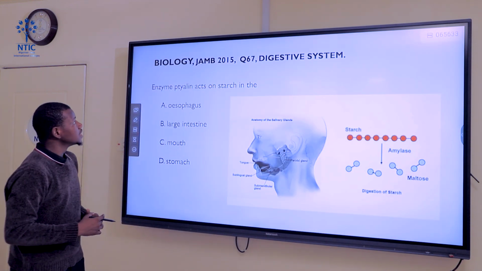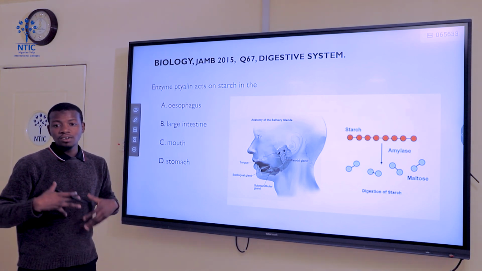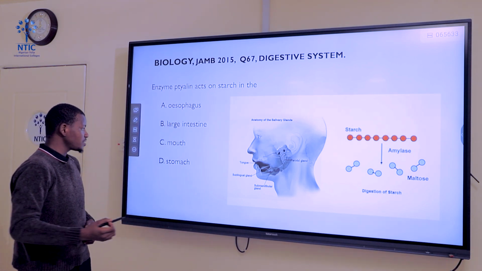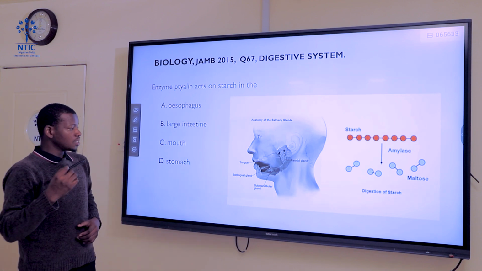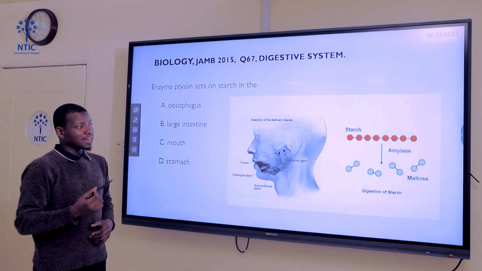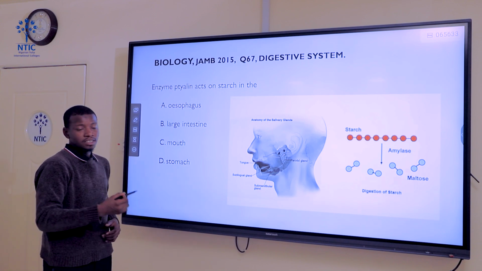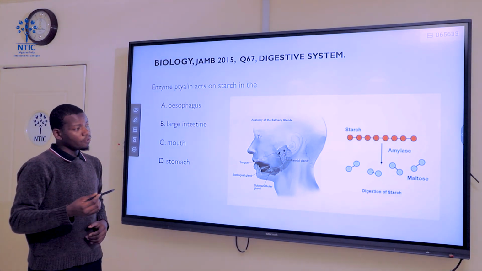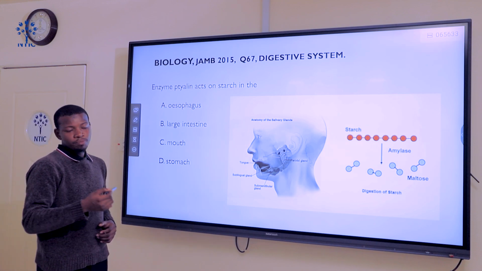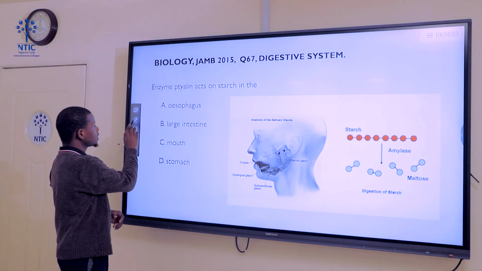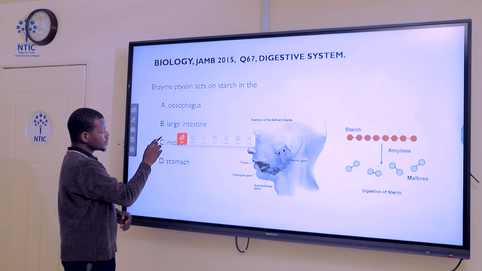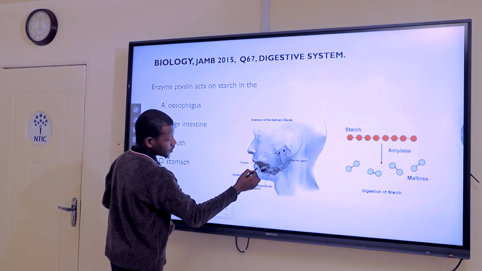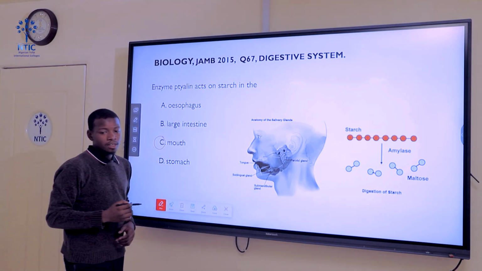Question 67. Enzyme ptyalin acts on starch in the dash. A. Esophagus, B. Large intestine, C. Mouth, and D. Stomach. Now, the enzyme is produced or made in the mouth, and that is where it functions. It functions in an alkaline pH, and it breaks down starch. So the correct answer here is mouth, C. And here is the site where the enzyme is produced.